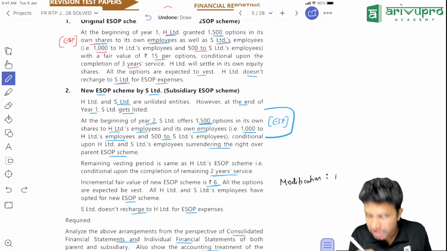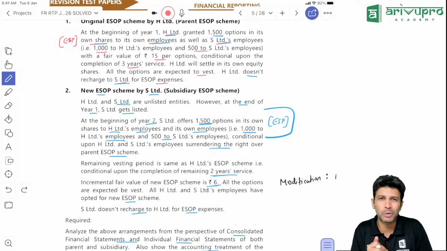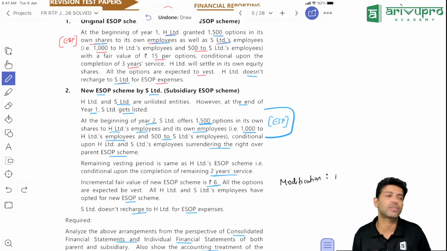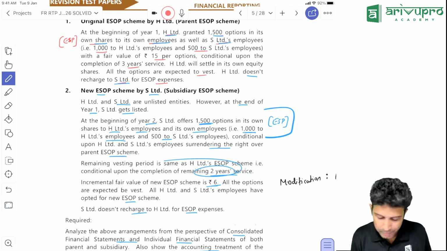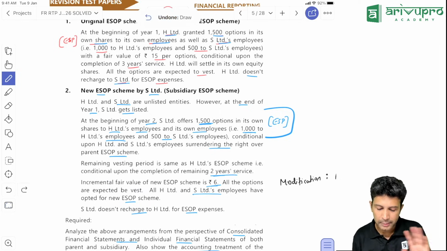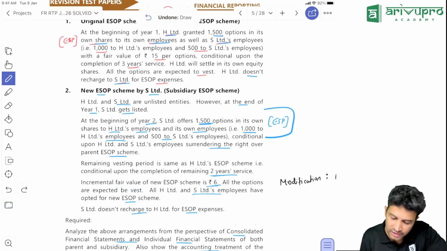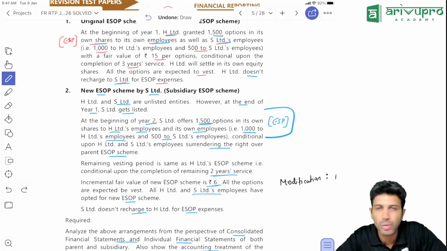Now, due to this modification, obviously the parent's and subsidiary's share worth will not be the same. It will be changed. So now they are saying the additional loss the company has to suffer is 6 rupees. There is additional expenditure for 1 share that you'll have to book over the remaining vesting period. All options are expected to vest. Now all the employees have gone for this new scheme. All of them are fine. And S also doesn't recharge for ESOP, so it has no obligation to reimburse.